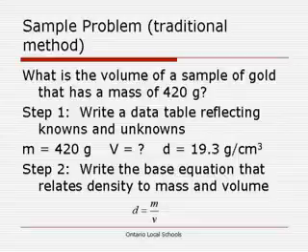Well, let's do a sample problem the traditional way. The problem here is, what is the volume of a sample of gold that has a mass of 420 grams? Step 1, we're going to write a data table that reflects our knowns and unknowns. Our mass is 420 grams. Our volume is unknown to us. It's what we're seeking to find. And the density of gold is 19.3 grams per cubic centimeter. Once we have our data table, we can then write the base equation that relates density to mass and volume, and that is d equals m over v.